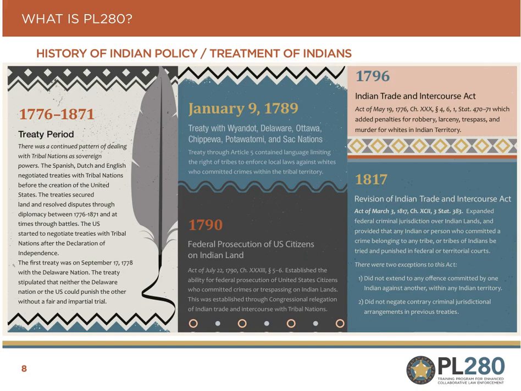And in 1796, the Indian Trade and Intercourse Act was passed, which added penalties for robbery, larceny, trespassing, and murder for whites in Indian Territory. In 1817, the Indian Trade and Intercourse Act was revised, and it expanded federal criminal jurisdiction over Indian lands, and provided that any Indian or person who committed a crime belonging to any tribe be tried and punished in federal or territorial courts. There were two exceptions to this act. First, it did not extend to any offense committed by one Indian against another within any Indian territory. Second, it did not negate contrary criminal jurisdictional arrangements in previous treaties.